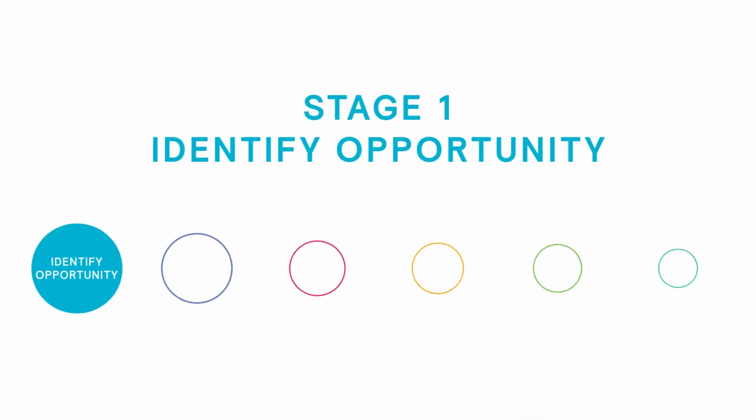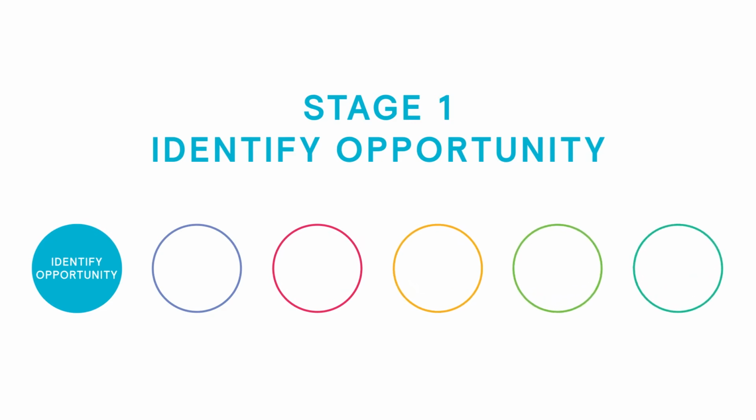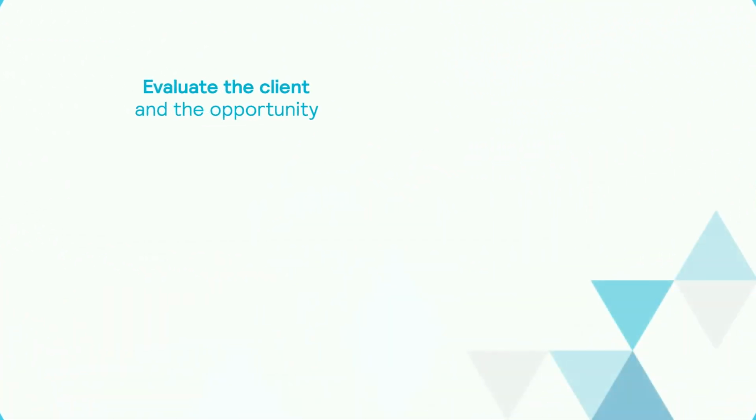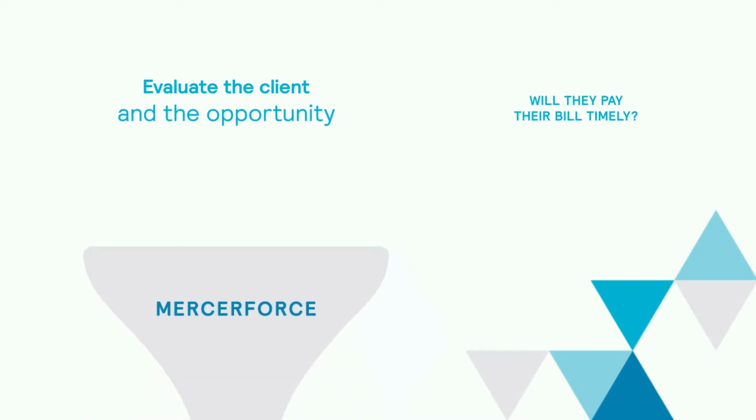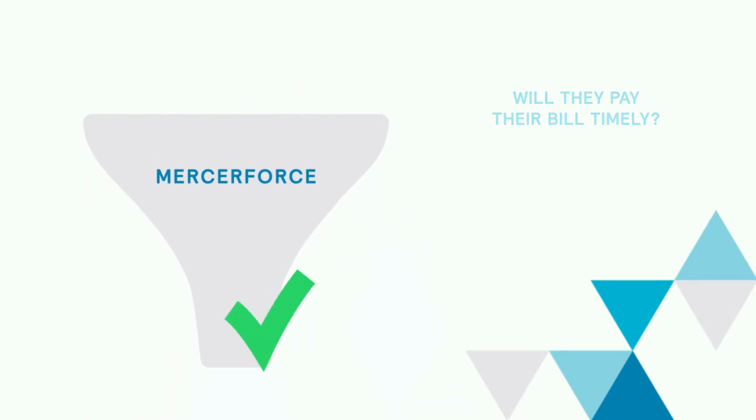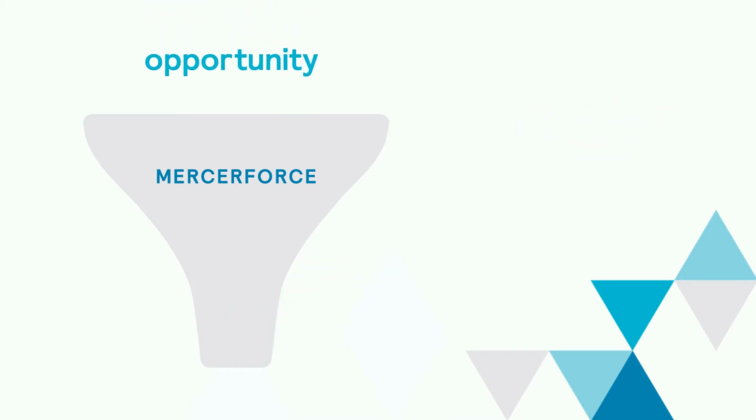Stage 1. Identify opportunity. Evaluate the client and the opportunity. Be sure to enter the opportunity in Mercer Force and move it through the funnel. Incomplete or inaccurate pipeline data leads to bad business decisions and inaccurate forecasting.